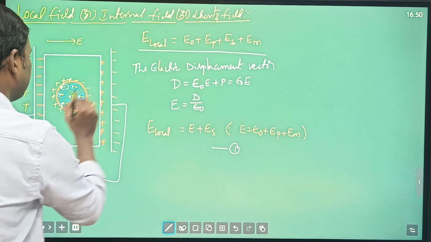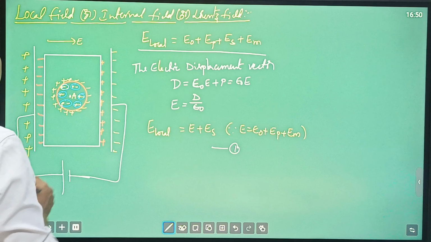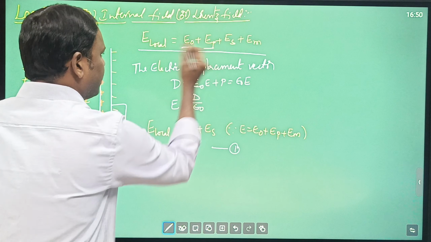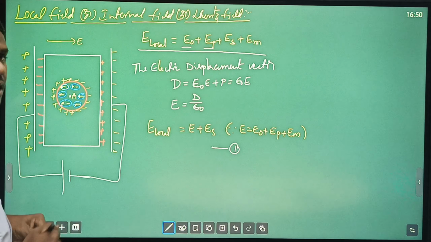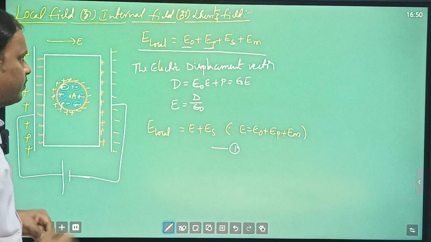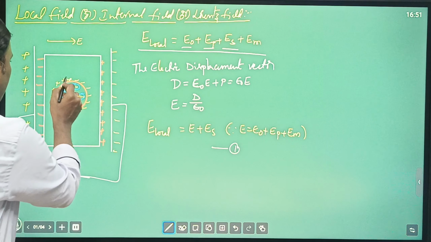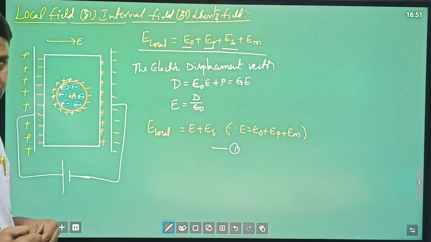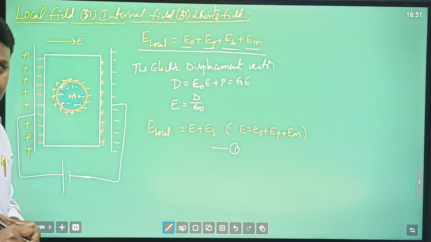See, what is meant by E naught? E naught is the field intensity at point A due to the induced charges on the plates of a parallel plate capacitor. What is meant by EP? EP is nothing but the field at point A due to the charges induced on the surface of the dielectric material. What is meant by ES? ES is nothing but the field at point A due to the charges induced on the surface of the assumed sphere. And EM is nothing but the field at point A due to the dipoles induced inside the spherical material.